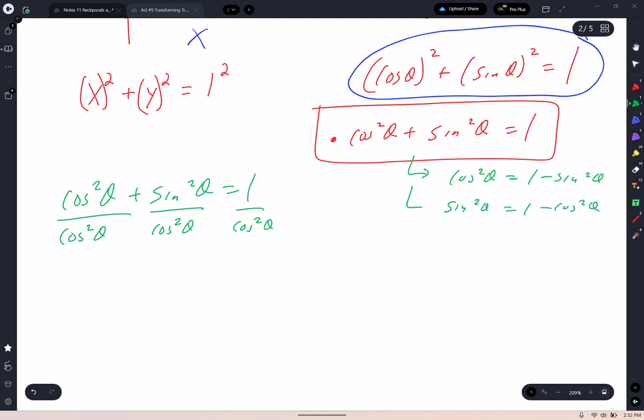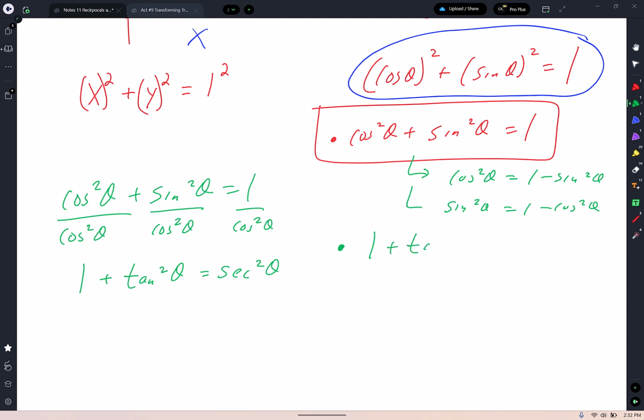All right, here's the identity. Here's another one. What's cosine squared divided by cosine squared? 1. What's sine over cosine? Tangent, but I have a square on both of them, so you're going to say tan squared. And what's 1 over cosine? Secant, but because it's squared, I say secant squared. So that's my second bullet. Here's my second identity: 1 plus tan squared equals secant squared.